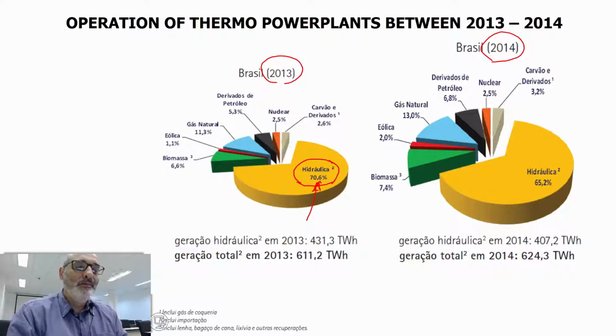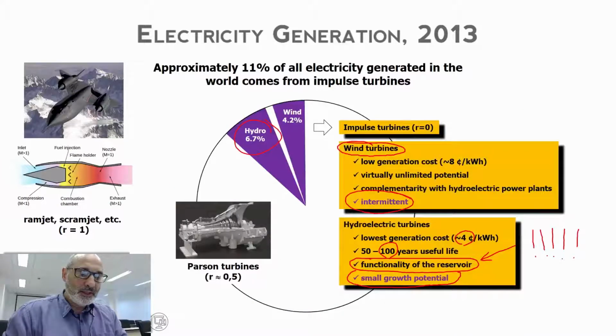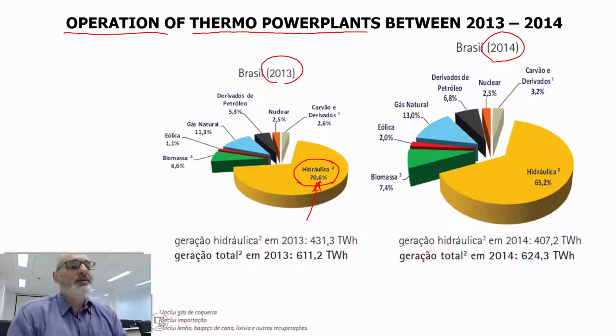The amount of water available for electricity generation decreased significantly, and we had to put thermal power plants in operation. Here in Brazil, these run basically on petroleum and natural gas. Doing this changed our electricity mix a lot. You can see here, comparing 2013 and 2014, that hydroelectricity decreased from 70 to 65%.